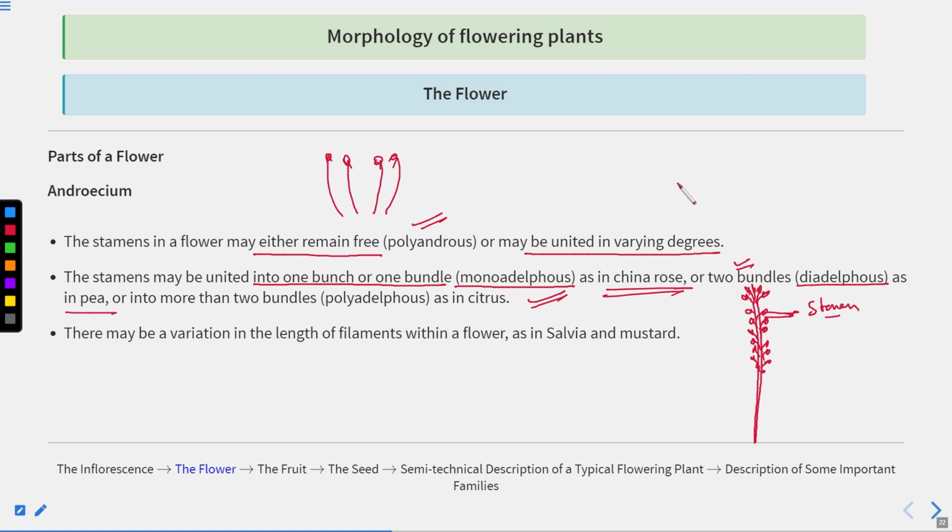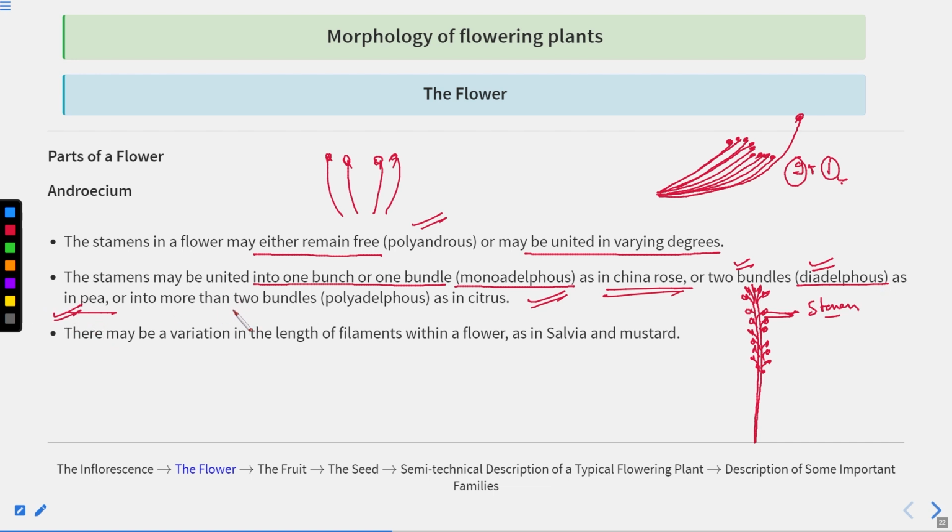Now what happens in the pea? There are nine stamens, 3, 4, 5, 6, 7, 8, 9. All these nine are in one group, and one of these stamens is quite larger. So 9 plus 1: nine form one group and one is alone. That forms two groups, the diadelphous condition, and this you see in the case of the pea plant.